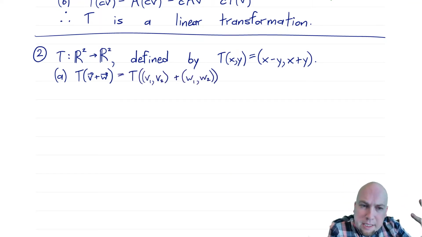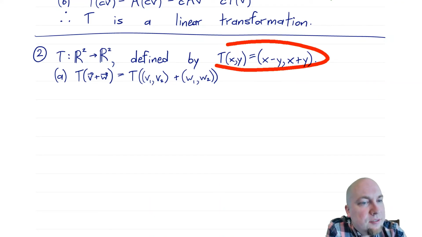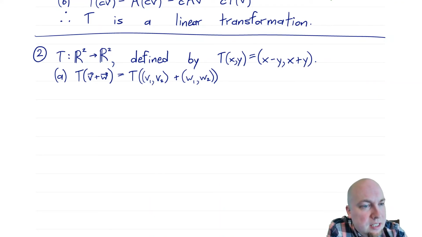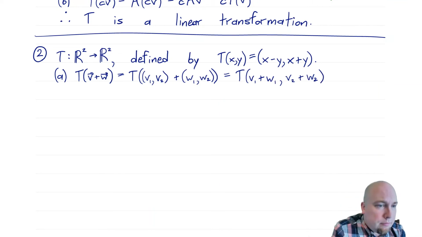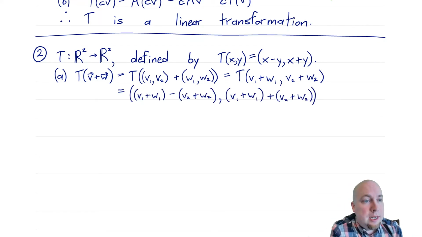Again, just plug into the definition everywhere. T of V plus W: because this formula is defined in terms of the entries of the vector, I'm going to write this out more explicitly in terms of the entries. V is (V1, V2), W is (W1, W2). Now I'm going to actually add those up. (V1, V2) plus (W1, W2): the first entry is V1 plus W1, the second entry is V2 plus W2. Vector addition is just entry-wise. That's all I did there.